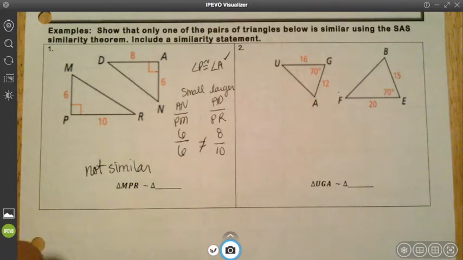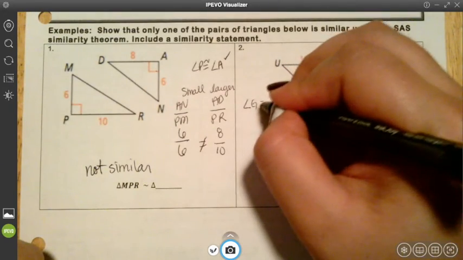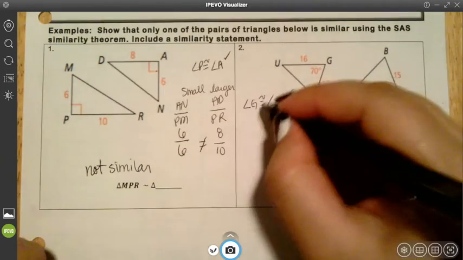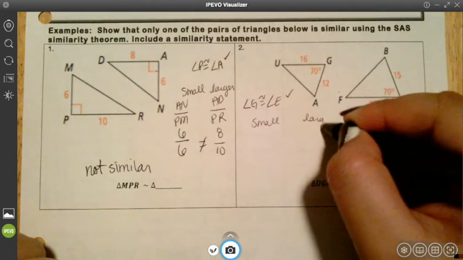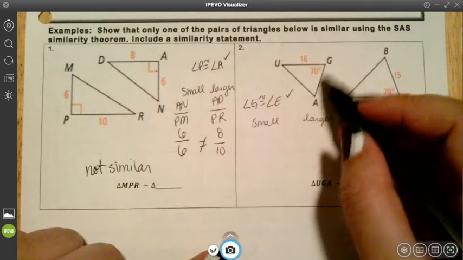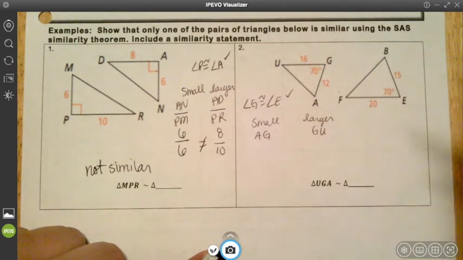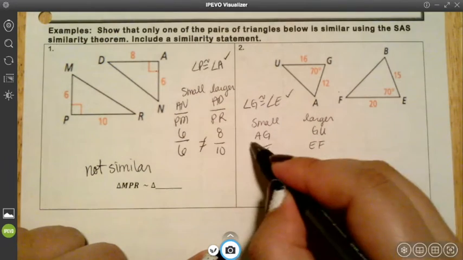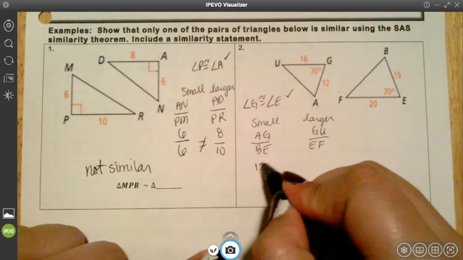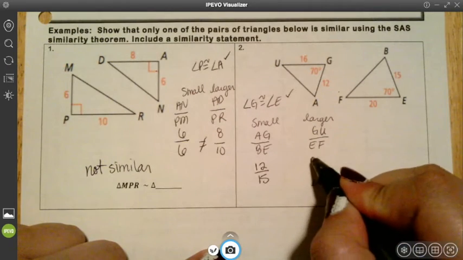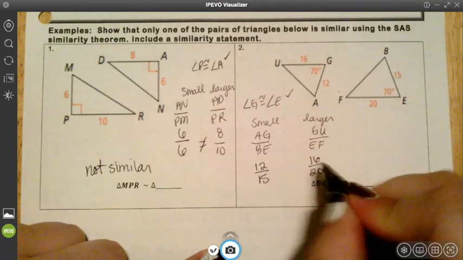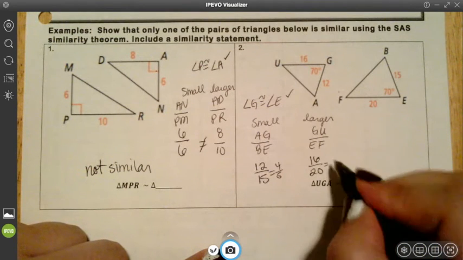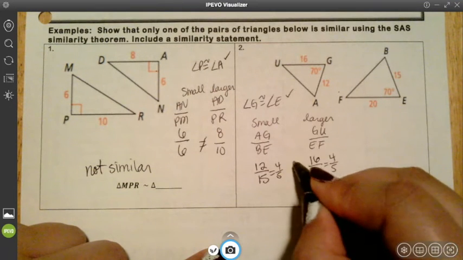For number 2, again, we have angles first. Angle G corresponds with, is congruent to angle E. That works. And then we have our sides. And again, I'm going to compare small side to the larger side. So here, if I say the smaller side is AG and GU is the larger one, here my smaller side is BE and EF is the larger one. So that gives me 12 over 15, and I want to compare that to 16 over 20. Well, 12 over 15 can reduce by 3, leaving 4/5. And this also reduces by 4 this time to 4/5. Those are equal. And so this is similar.